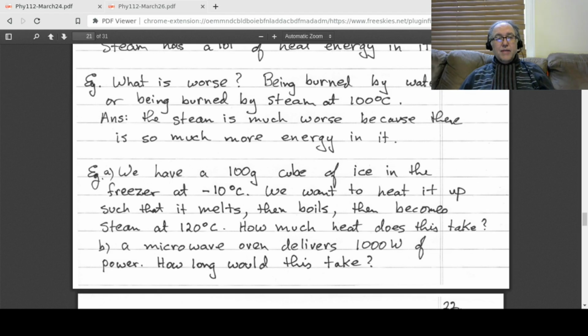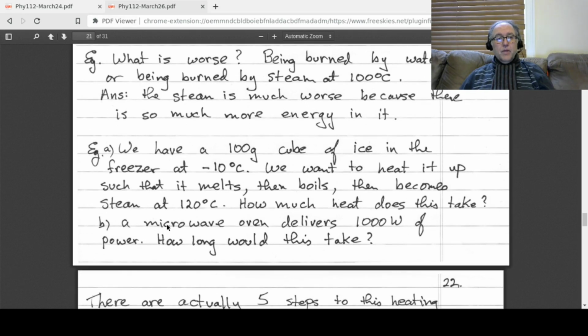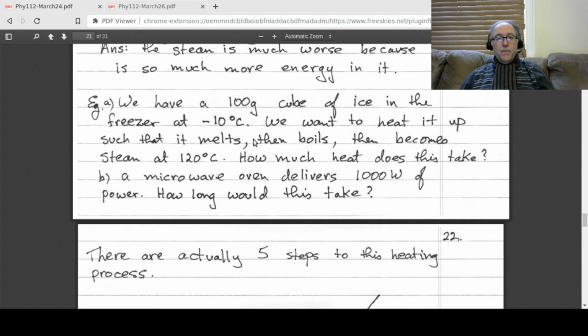And this problem is actually meant to bring together both the latent heat of fusion and the specific heats. So suppose that we have a 100 gram cube of ice in the freezer. And freezers generally run at about minus 10 degrees Celsius or something like that. So we've got this block of ice, and it weighs 100 grams, and it's at minus 10 degrees Celsius.